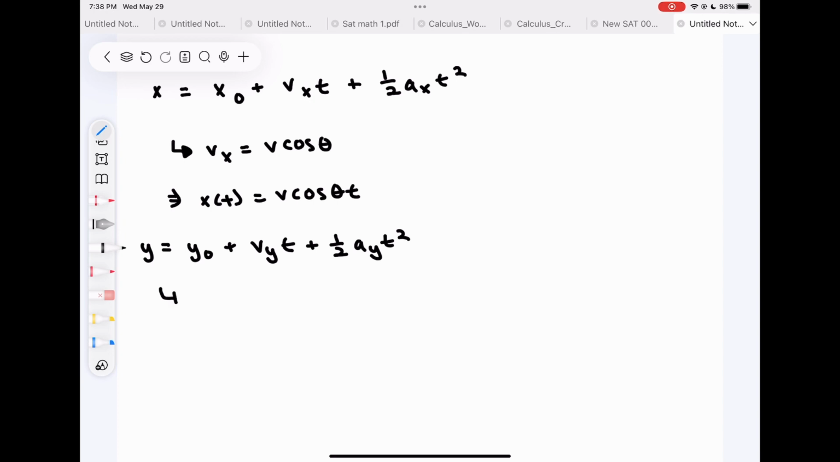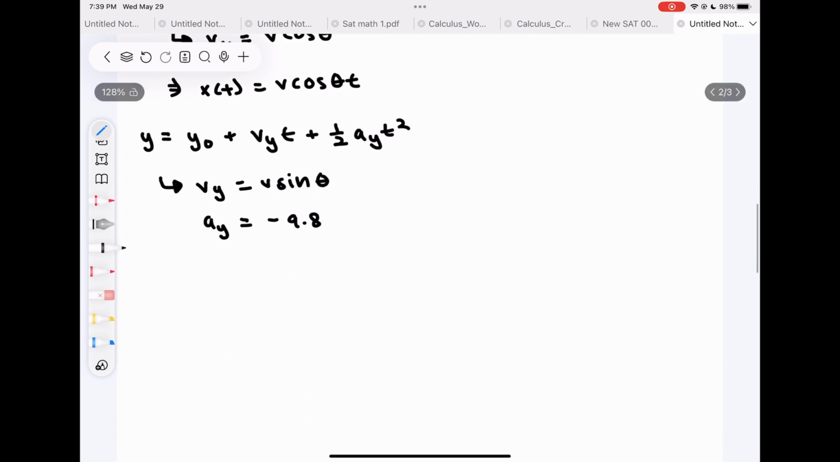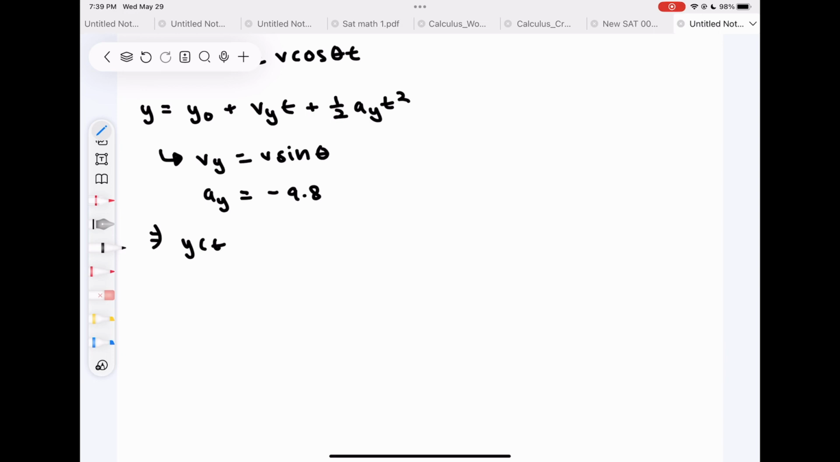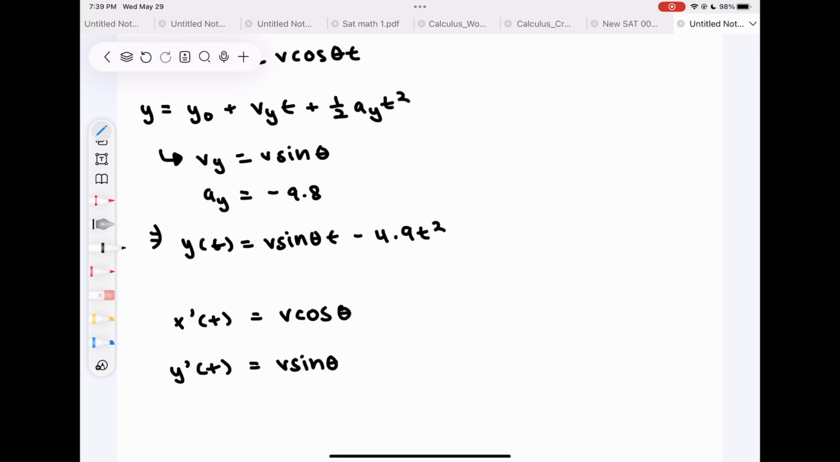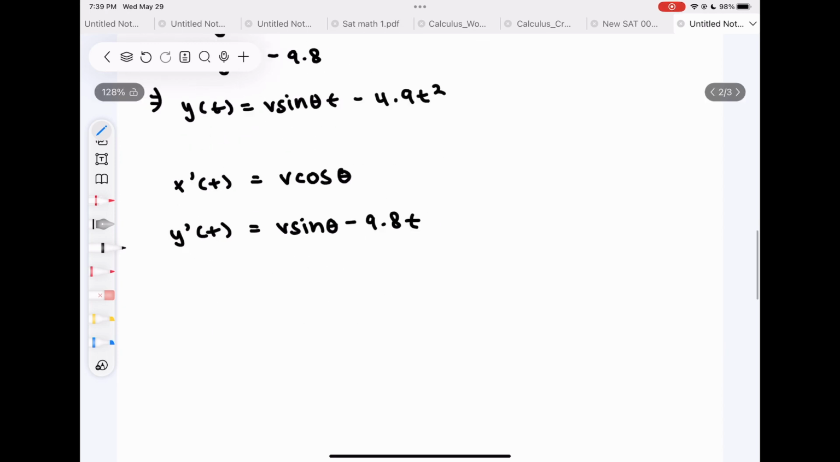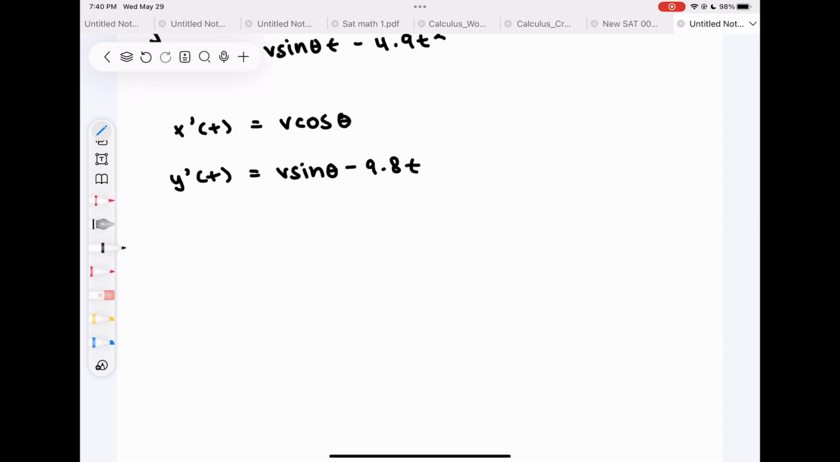We then do it for the y direction, and we're given that y velocity is represented by v sine theta, and that y acceleration is gravity, which is negative 9.8. Then we plug in our known values to get that y of t equals v sine theta times t minus 4.9 t squared. We then take the derivatives of both equations to get that x prime of t equals v cosine theta and y prime of t equals v sine theta minus 9.8 t.